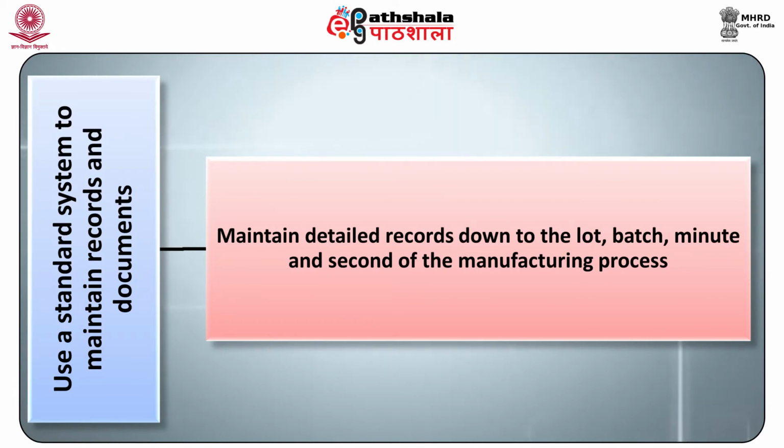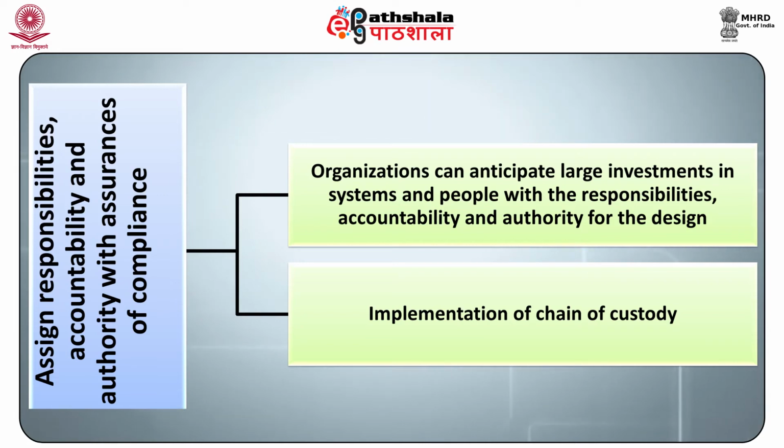Now, step 3, use a standard system to maintain records and documents. In this, maintain detailed records down to the lot, batch, minute and second of the manufacturing process. Now, step 4, assign responsibilities, accountability and authority with assurance of compliance. In this, organizations can anticipate large investments in a system and people with the responsibilities, accountabilities and authority for the design. The second point, the implementation of chain of custody.